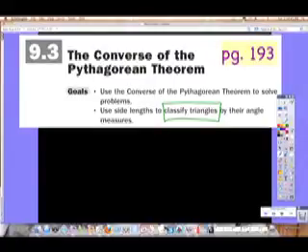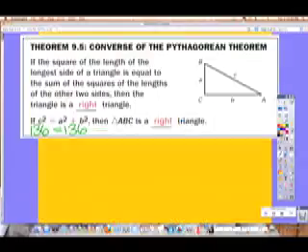Right, so we're using the Pythagorean theorem. Go backwards. If you use the Pythagorean theorem and you literally get the same thing on both sides of the equal sign, then it's definitely a right triangle.